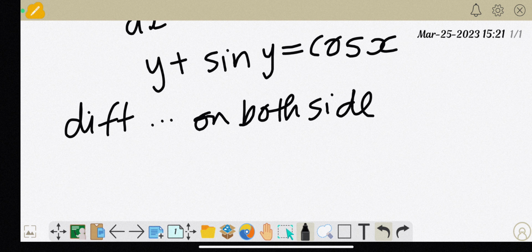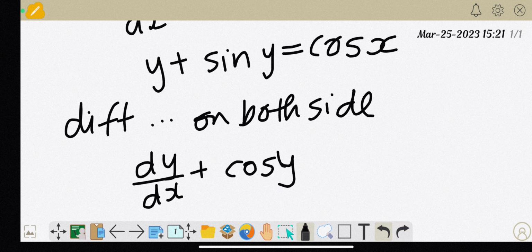Okay, so what is differentiation of y? It is dy by dx. Okay, so now this is important. How do you differentiate sin y? The differentiation of sin y is cos y. Okay, how do you write sin x? Cos x, correct? In the same way, sin y is cos y.